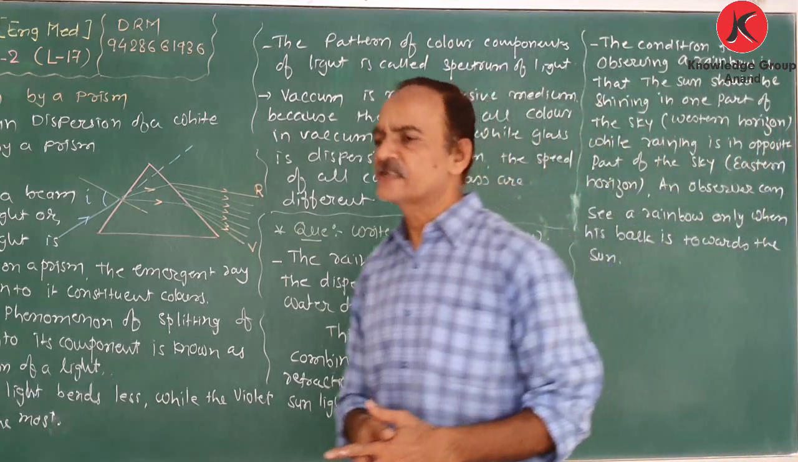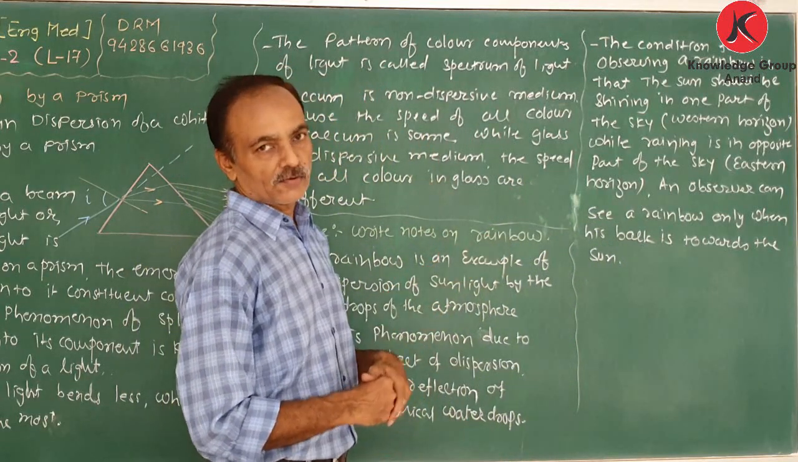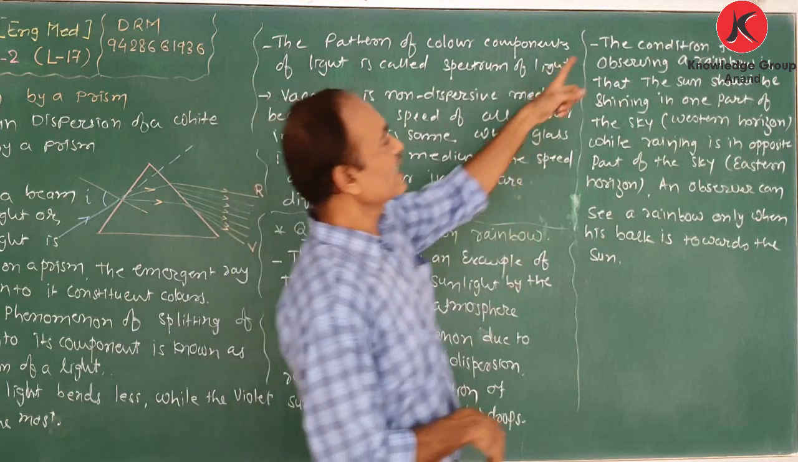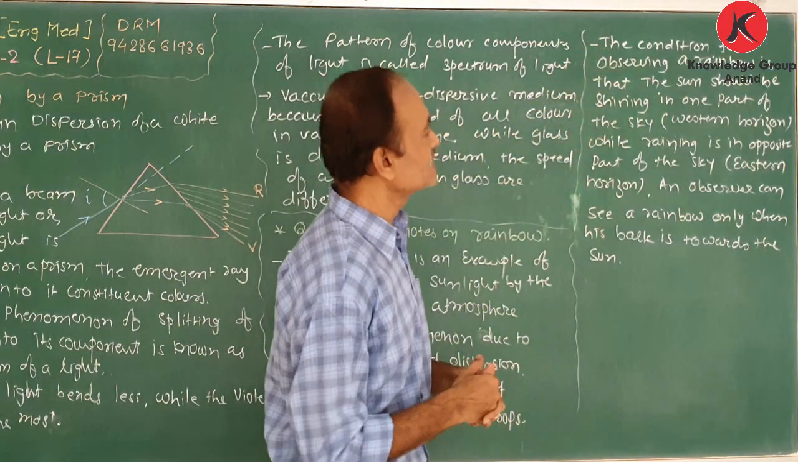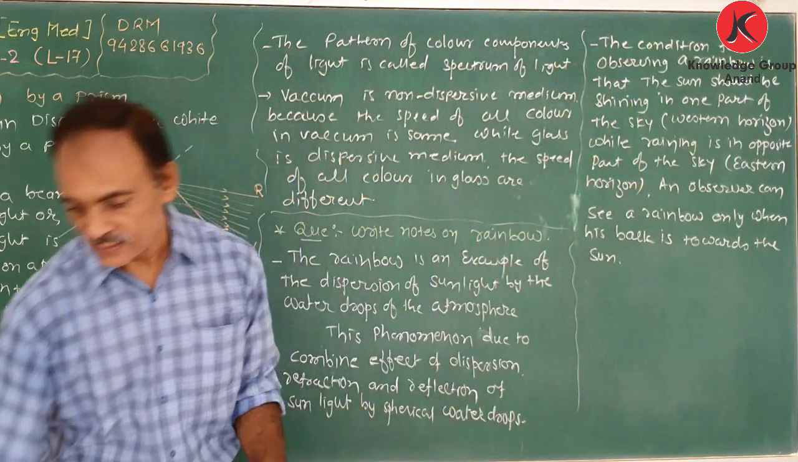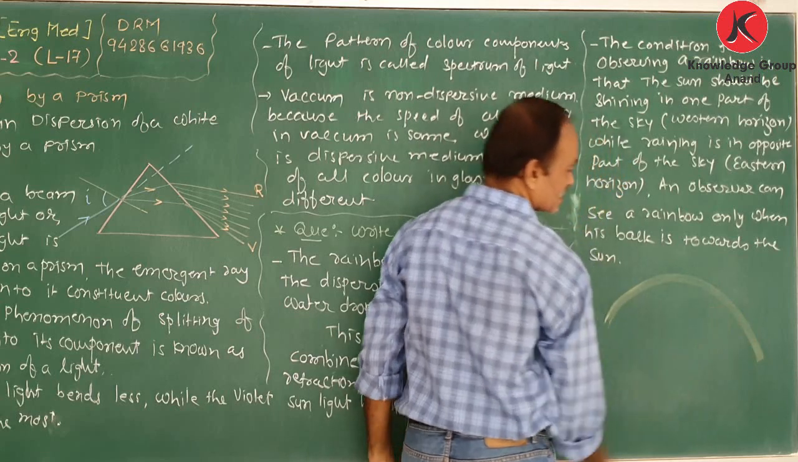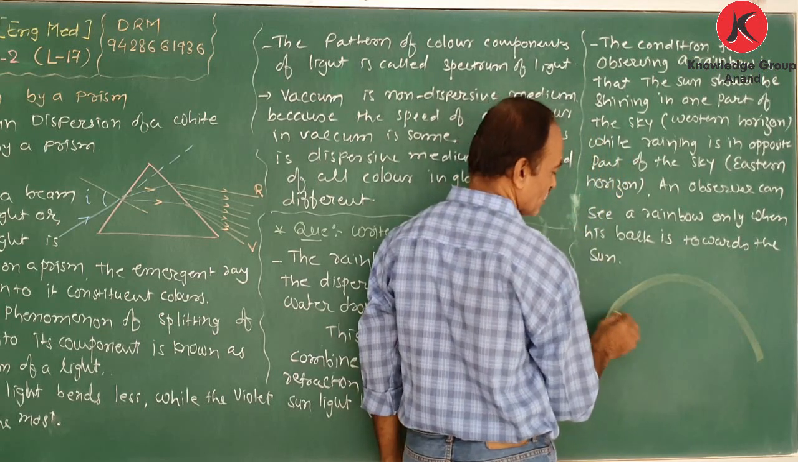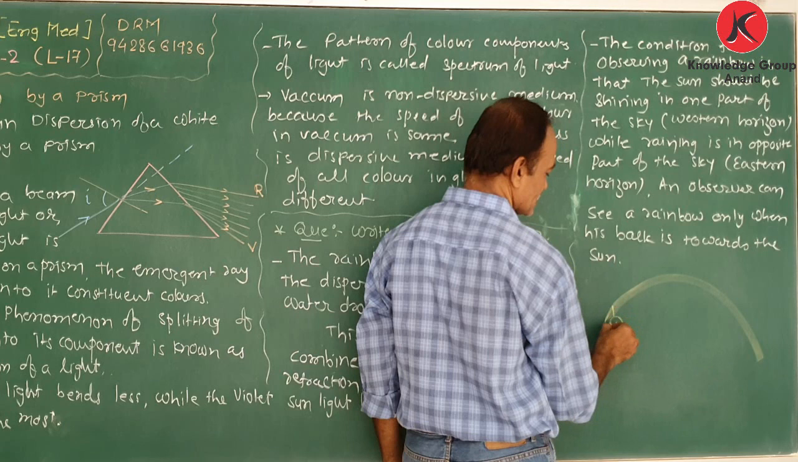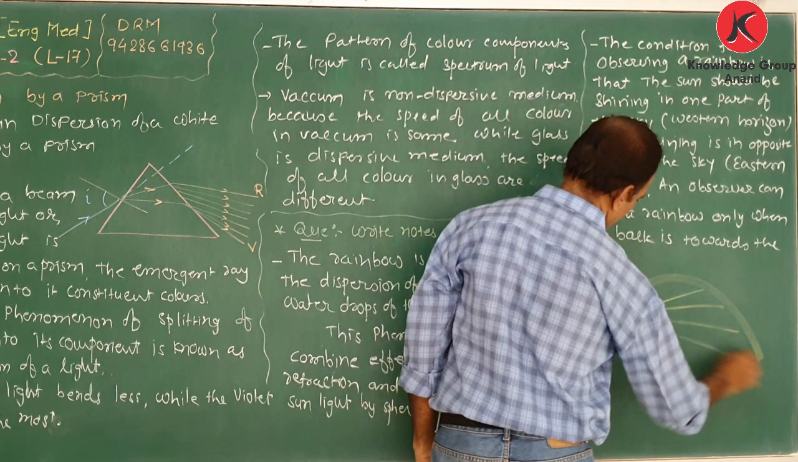What is the condition for observing the rainbow? Here the condition for observing a rainbow is that the sun should be shining in one part of the sky. Like this way, there is the sky. The sun must be shining on one side. That means the sun is here, so the sunlight rays go this way.